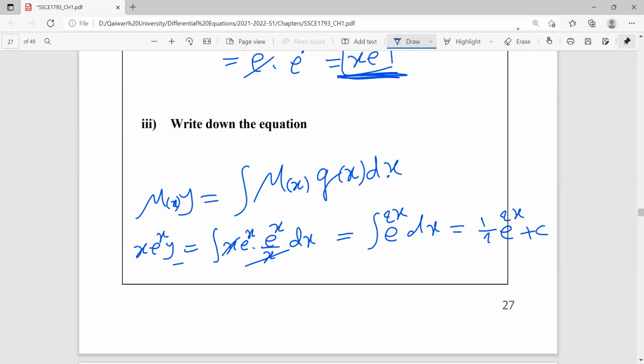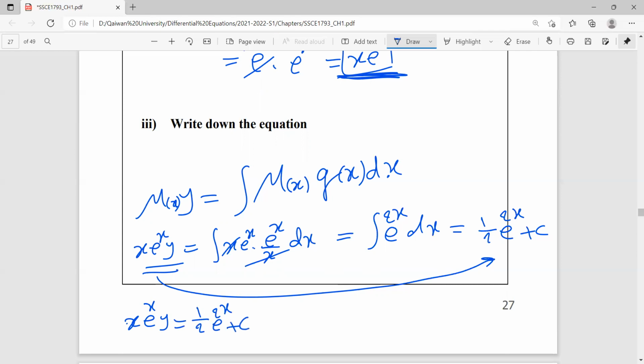That means x e^x y equals 1 over 2 e to 2x plus c. And now we must have only y here, so we divide both sides by x e^x. We get y equals a half of e to 2x plus c, dividing by x e^x. That's all. This is the solution for that differential equation.